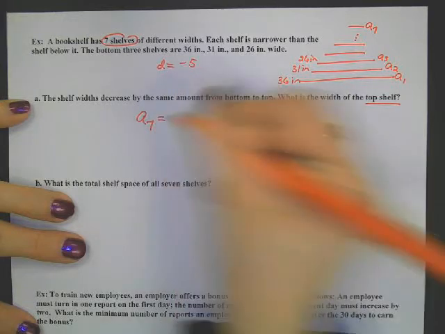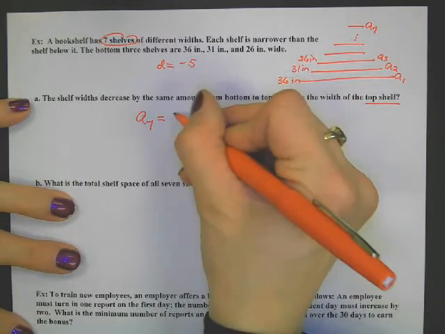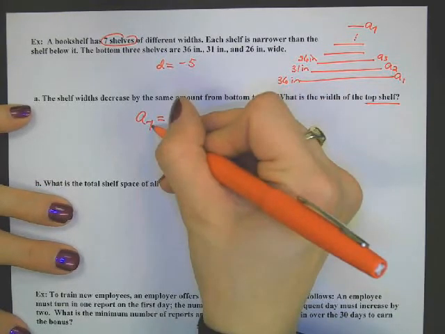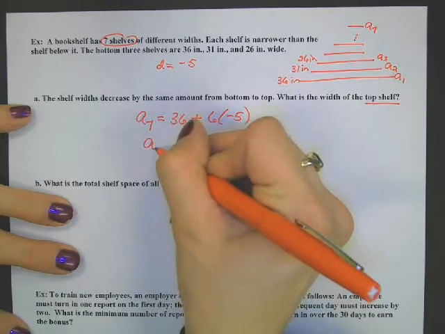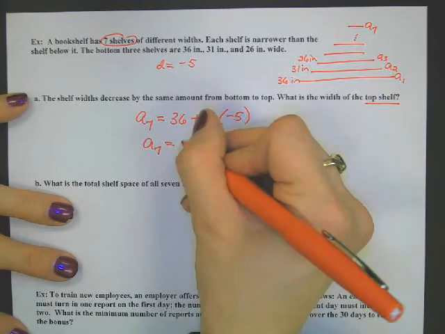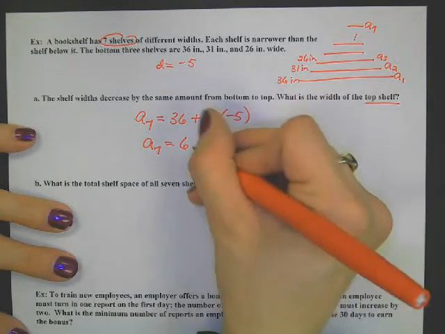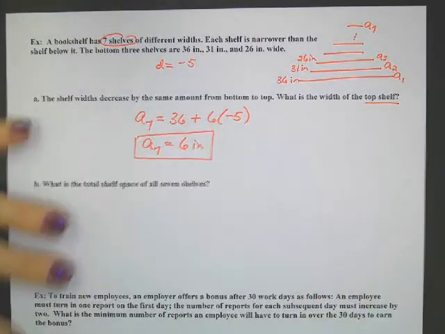A sub 7 is, to find a term, you start with the first term, A1, 36. And how many D's are we going to need? Not 7, but 6 D's. So A sub 7 is 36 minus 30. How about some units? 6 inches. The tiniest shelf in the world.